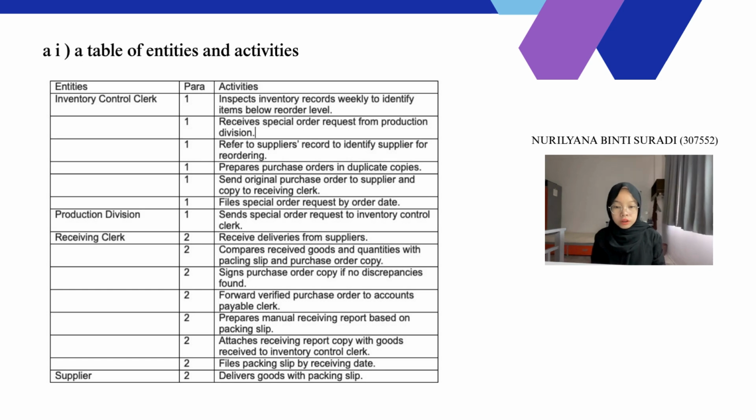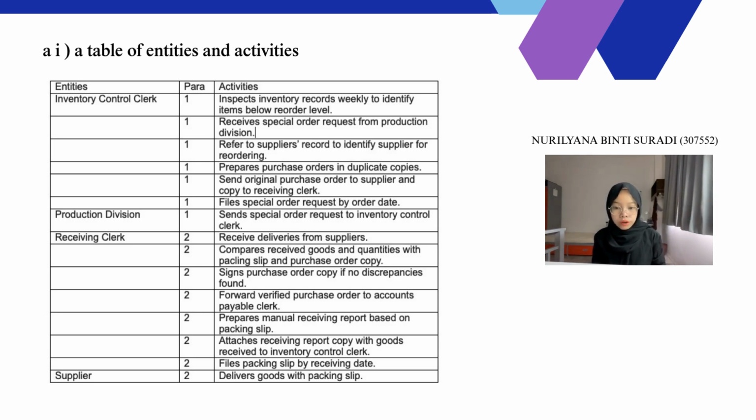The third one is to refer to the suppliers record to identify the supplier for reordering, and then prepare purchase orders in duplicate copies, and also send the original purchase order to the supplier and a copy to the receiving clerk. And the last one is to file the special order request by order date. For the production division entity, it sends the special order request to the inventory control clerk.